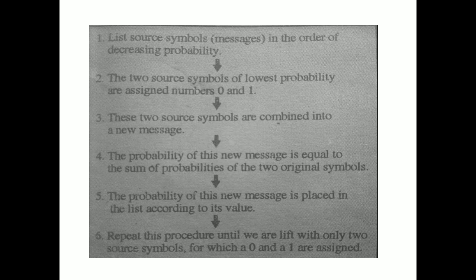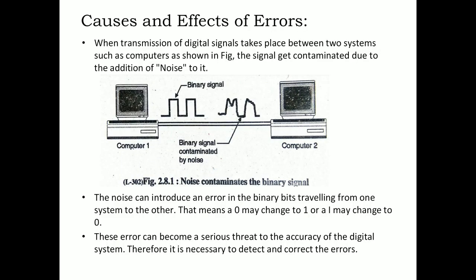Fifth, the probability of this new message is placed in the list according to its value. And the last step, step number 6, is to repeat this procedure until we are left with only two source symbols for which a 0 and a 1 are assigned. Next, sums on this Huffman coding can be solved in the live session.